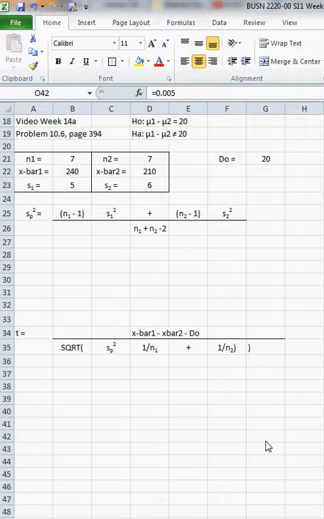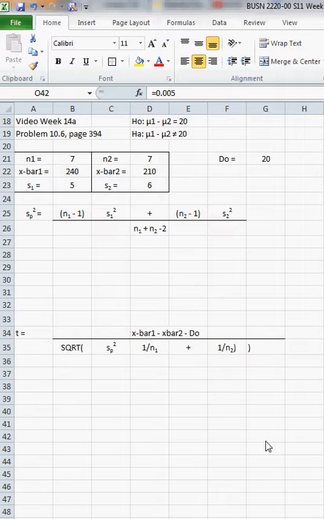Now we're going to do exactly that in this chapter, only the difference is we're going to use 2 samples instead of 1. You can think of it as a before and after sample. So let's try it in problem 10.6 found on page 394.